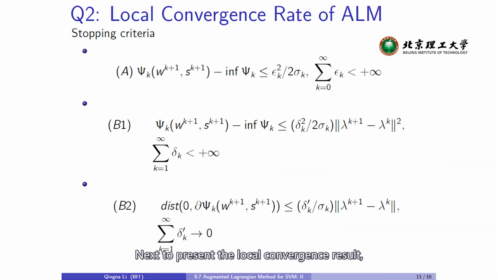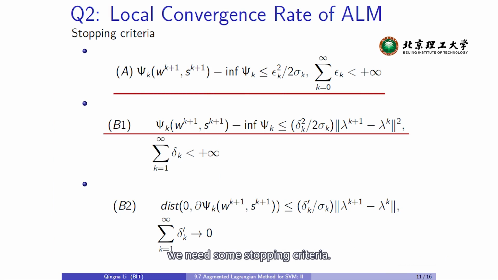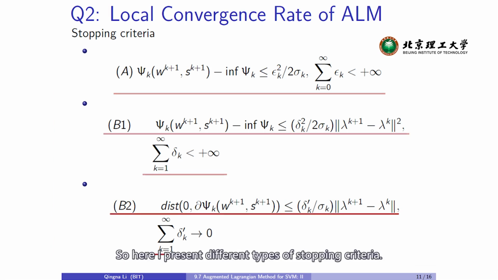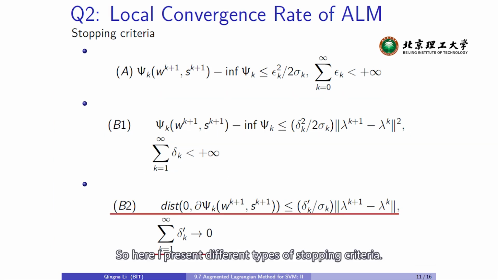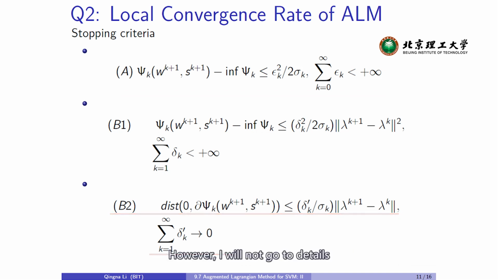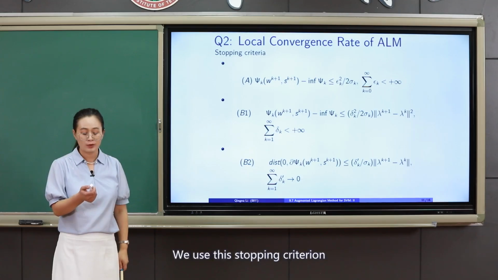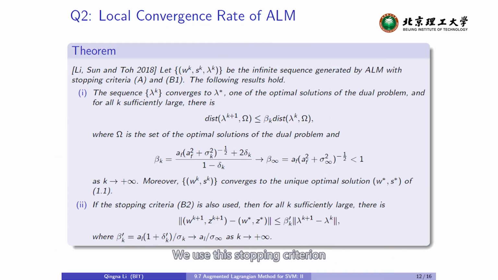Next, to present the local convergence result, we need some stopping criterions. So here I present different types of stopping criterions. However, I will not go into details to show why they come and how we implement them. Okay? We use these stopping criterions to get the following convergence result for the augmented Lagrange method.